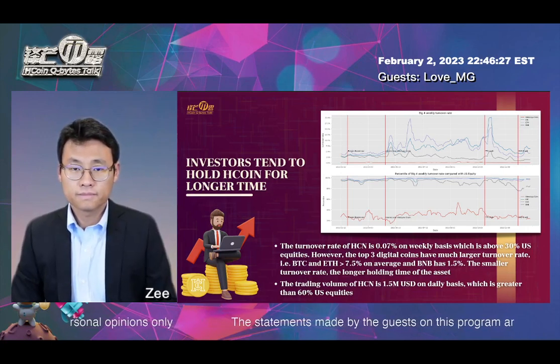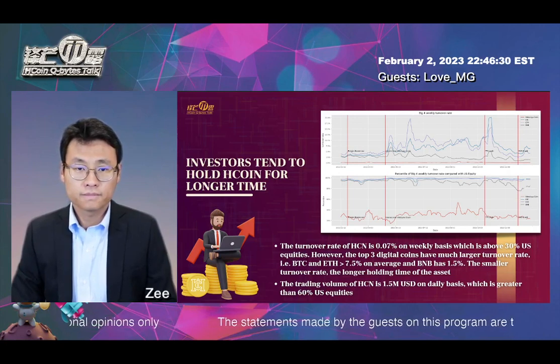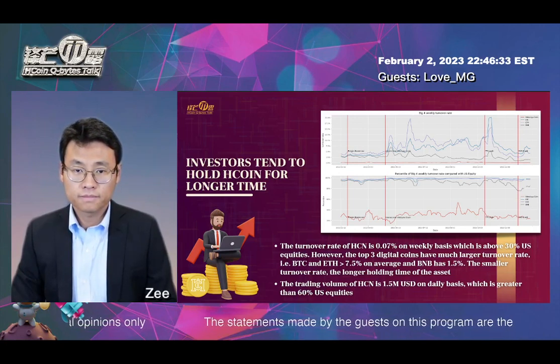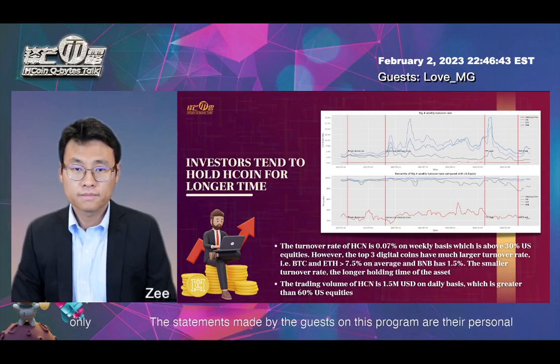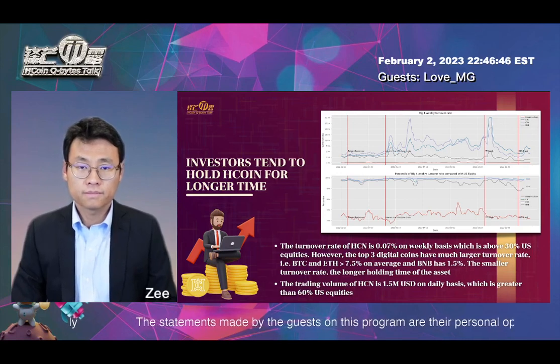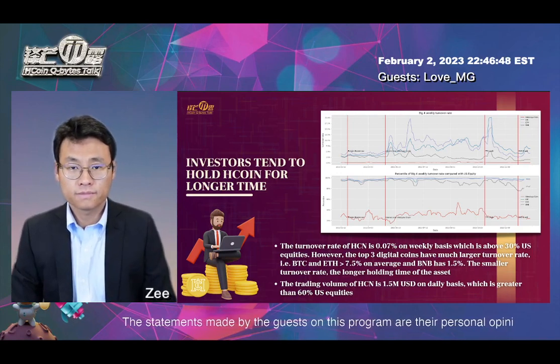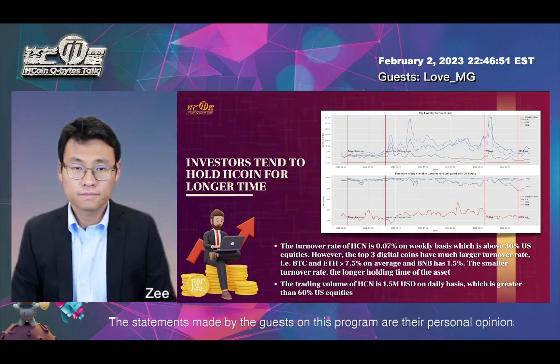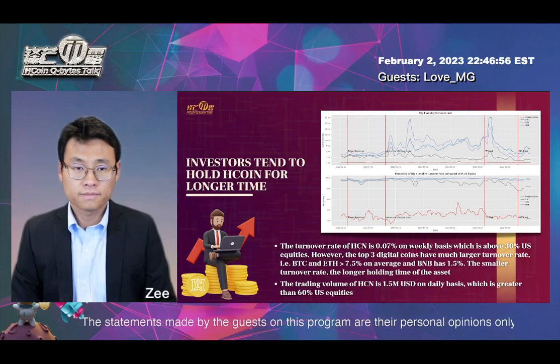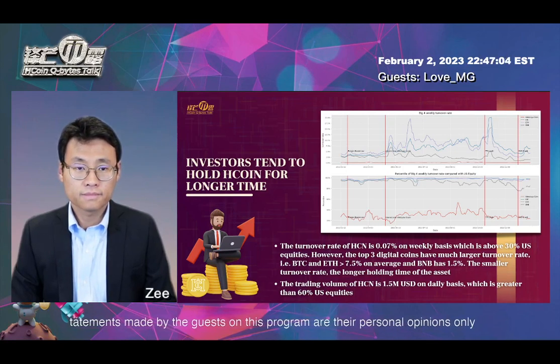It's not that small. Also, if you look at the turnover rate, most investors will look at it because it distinguishes whether the asset is held by long-term investors or short-term investors. For HCN, the number is 0.07% on a weekly basis, about 30% of U.S. equities. Some very large U.S. equities, like Apple, have an even lower turnover rate, meaning more investors tend to hold the asset for a long period. But for the top 3 digital currencies, the turnover rate is much larger.